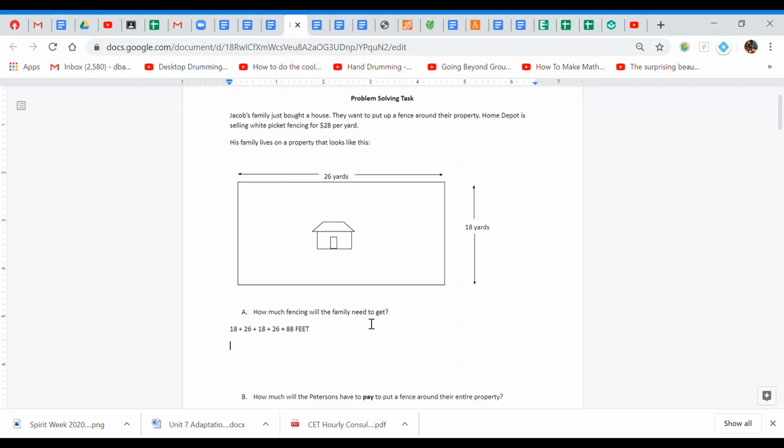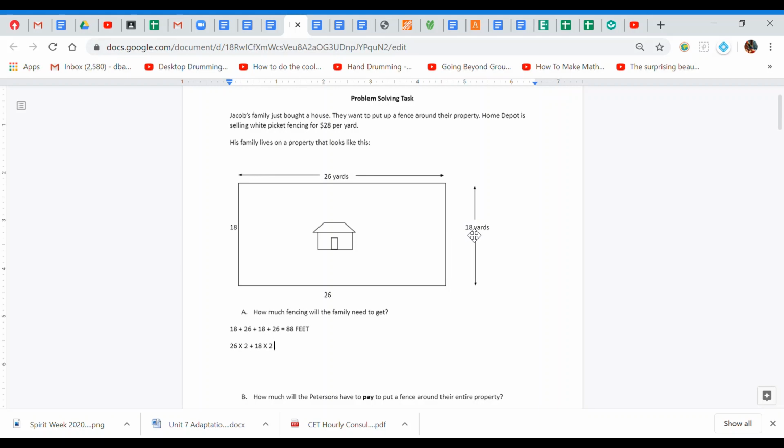But some of you might have found a way that uses both addition and multiplication. If you haven't done it that way, take a second, think about how that's possible. Try it now. So hopefully you realize that although you can't multiply 26 times 18, because there aren't 18 groups of 26, in this addition problem there are actually two 26s, because this side of the yard is 26 and that side is 26, and the other sides are both 18. So while we can't do 26 times 18, we can do 26 times 2. But then we have to add it to 18 times 2, because I have two 18s as well.